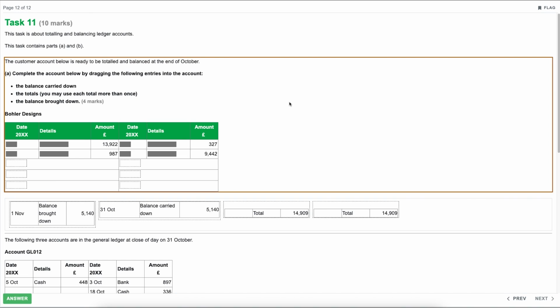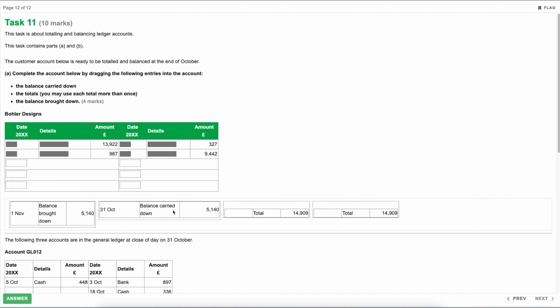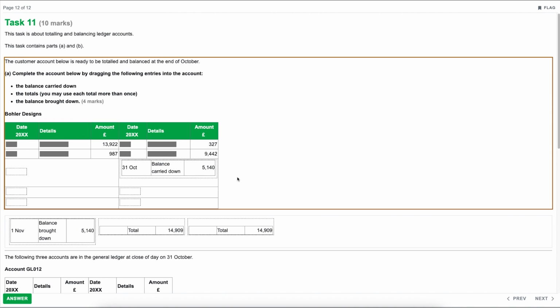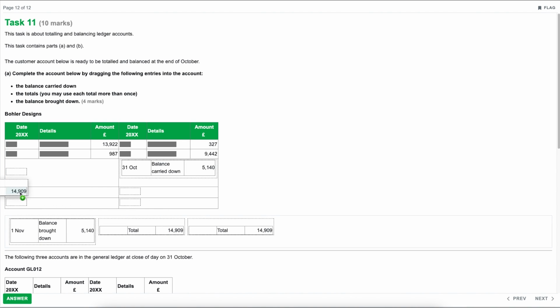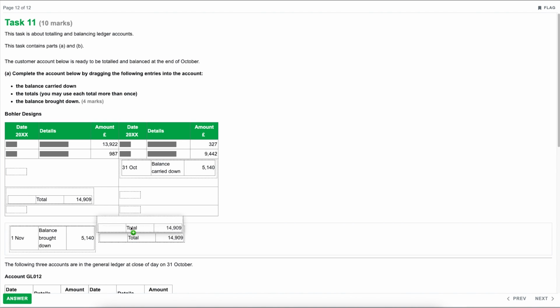Now in this example, as we would probably expect, the debit side is going to be higher than the credit side. So you would take your balance carried down of 5,140 and drag it in onto the lower side, which is the credit side. So now both sides match up. And if we total them, they come to 14,909. So what we can do is we can drag our totals in on both sides.